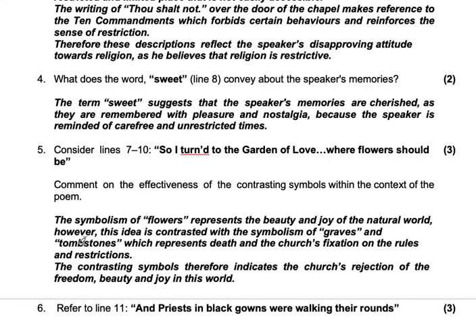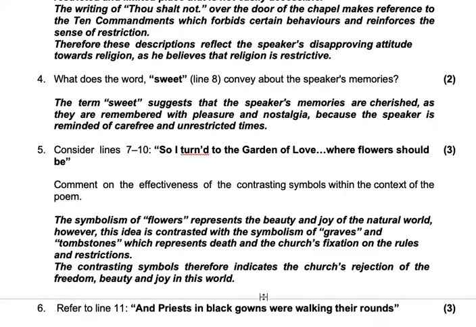What do graves and tombstones symbolize? And how does that fit in with the idea of the poem? Okay, so the symbolism of flowers represents the beauty and joy of the natural world. However, we put our however there because we are going to show there is an opposite, right? There's a contrast happening here.